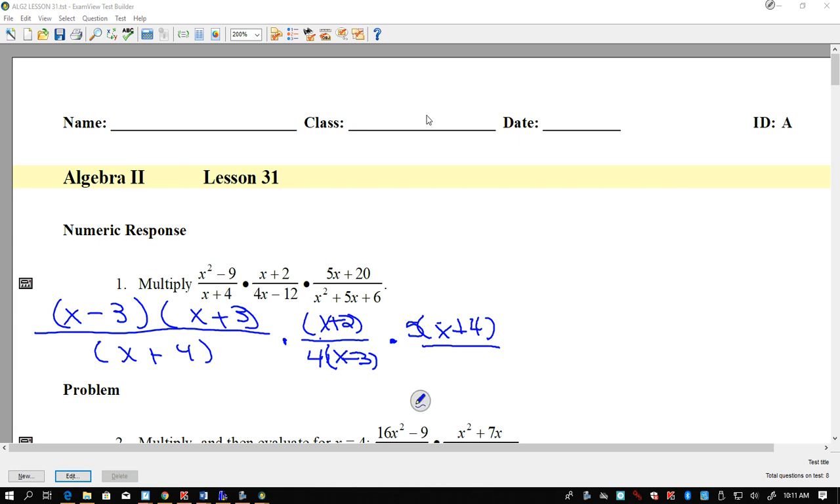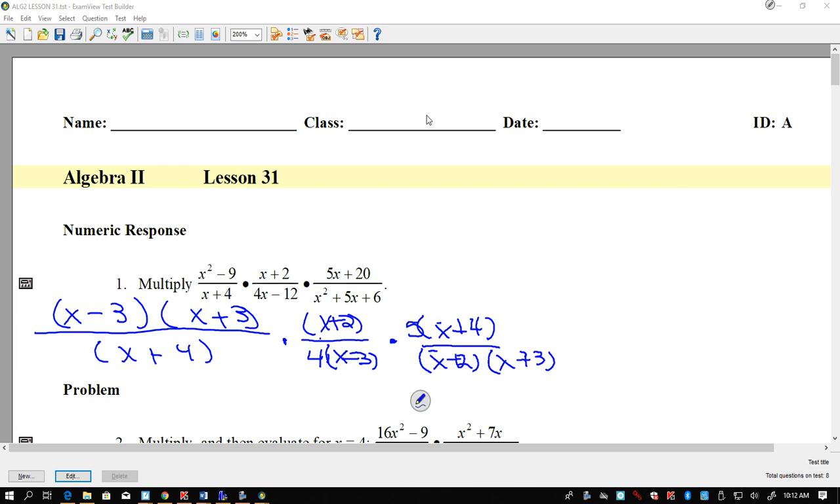All right, now x squared plus 5x plus 6 should be x plus what and x plus what? What and what? 2 and 3? There we go. All right.